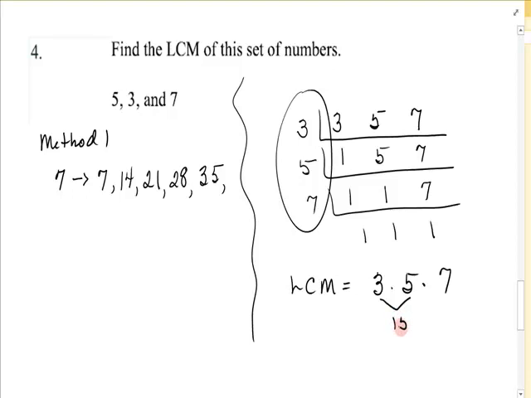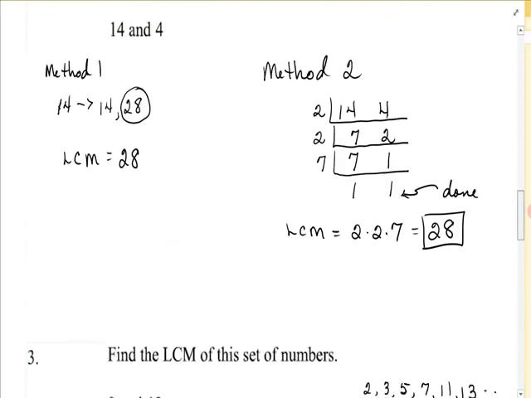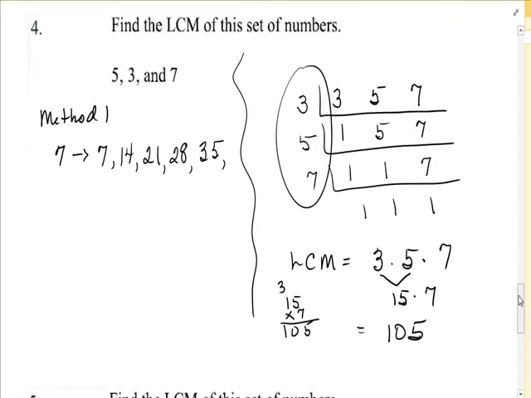3 times 5 is 15, and 15 times 7, let me do that. That's 35, carry the 3, that's 7, and 3 more makes 10. It is 105. See, I would not have liked to write down multiples of 7 all the way till I got to 105, but that's what I would have had to do. Back in these previous problems, I think maybe method 1 was the faster, but in this one, method 2 was the better.